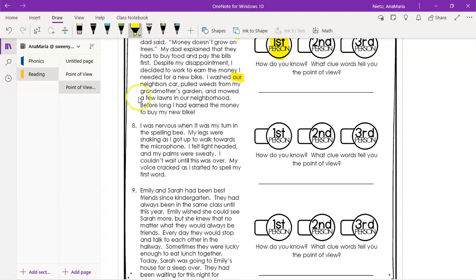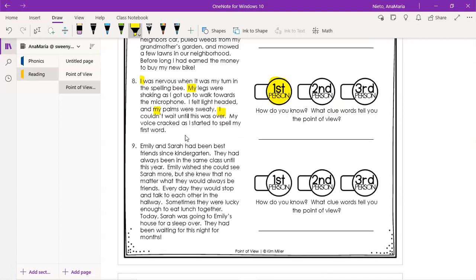Okay, so let's look at some of these clue words. I see I, my, and I. So that is telling me that this is in first person because we know that the clue words I, my are words that are clue words telling us that the character in the story is the one telling the story. Okay. Number 9.